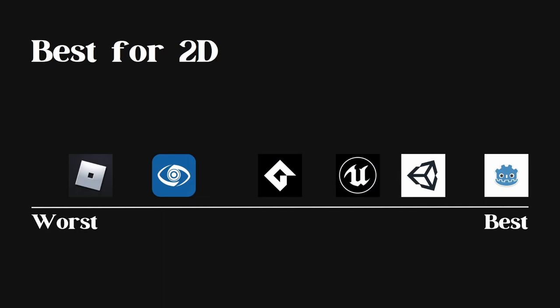Next up is 2D. For 2D, I recommend Godot. Godot uses a programming language called GDScript, which is similar to Python, and it is much easier to learn, especially if you're beginning with programming. And it has a really good 2D suite, and it's the recommended thing for 2D engines. Unity is next up. It is also pretty good for 2D, but again, there are some issues with the engine itself.